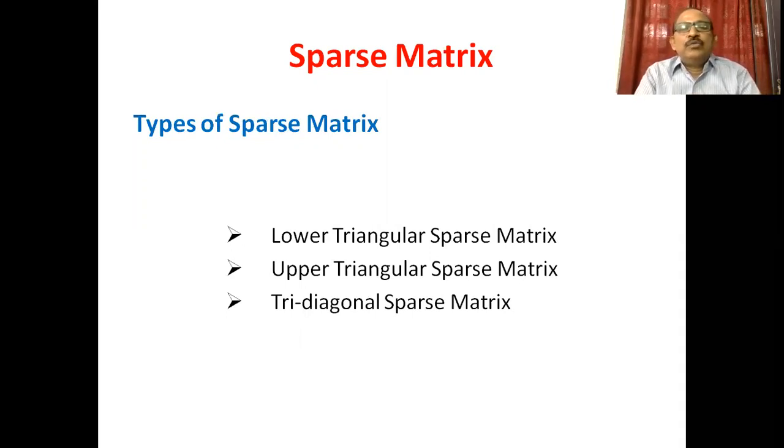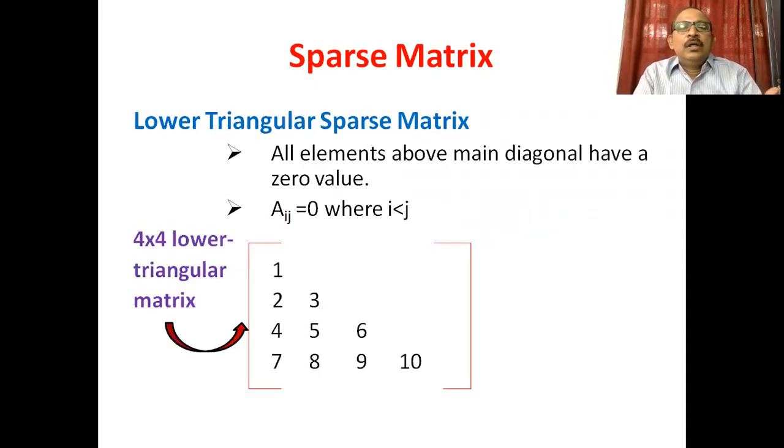There are three types of sparse matrix. One is the lower triangular sparse matrix. Next is the upper triangular sparse matrix. Next is the tri-diagonal sparse matrix. Lower triangular sparse matrix.